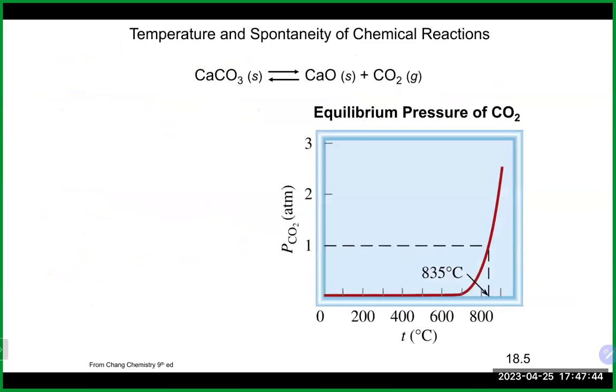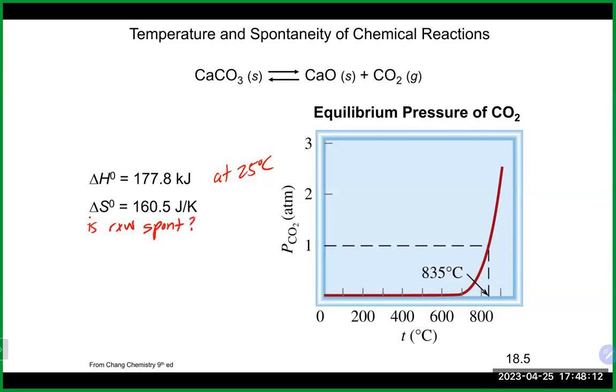So let us continue on here. If we have this reaction, calcium carbonate going to make calcium oxide and carbon dioxide, and the delta H value for this reaction is 177.8 kilojoules and the delta S is 160.5 joules per Kelvin. At 25 degrees Celsius, is this reaction spontaneous? Take a moment and determine that.